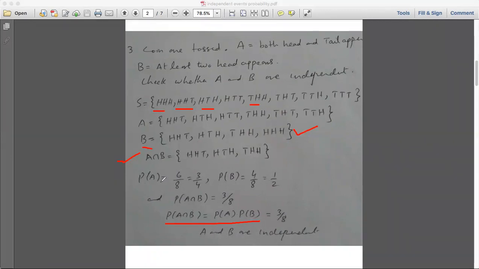Now we will find the values that we need in the formula. On the left hand side we need the probability of A intersection B, and on the right hand side we need the probability of A and the probability of B. Now let us see what the probability of A will be. As you can see here, how many elements are in set A? There are 6 elements, divided by how many elements in the sample space? There are 8 elements. So the number of elements in event A divided by the number of elements in the sample space, so the probability is 3 by 4. Similarly we can find the probability of B.